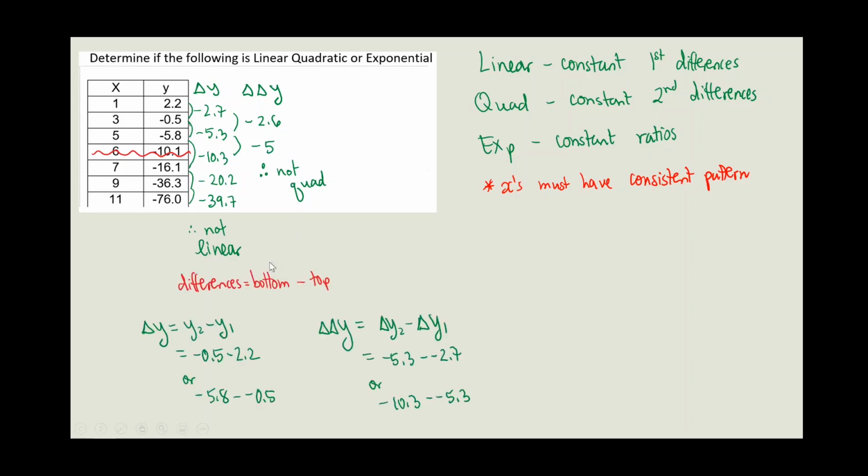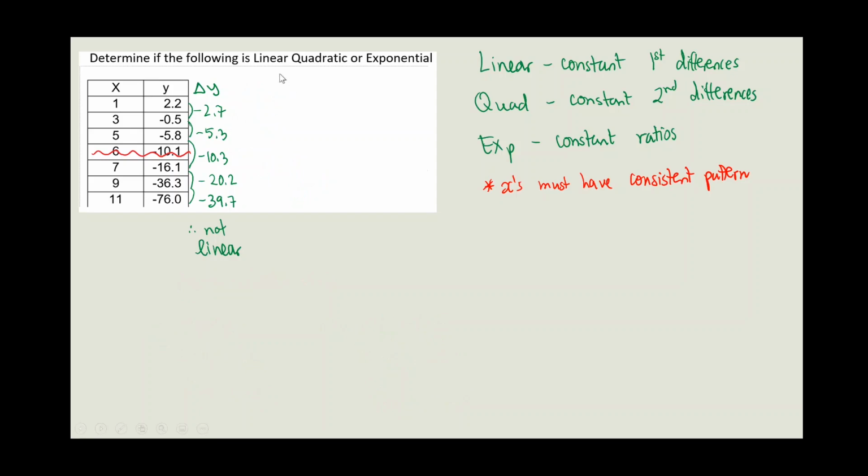A quick reminder how to find differences, if you've forgotten. What I'm doing is bottom subtract top. For example, for the first difference, we took this bottom number, negative 0.5, subtract 2.2, and got this negative 2.7. For the one below that, we have negative 5.8, subtract the one above it, negative 0.5, and that's the subtraction shown over here to get this negative 5.3. With second differences, you do the same thing just on the difference numbers: bottom minus top to get this one, this bottom minus this top to get that one.